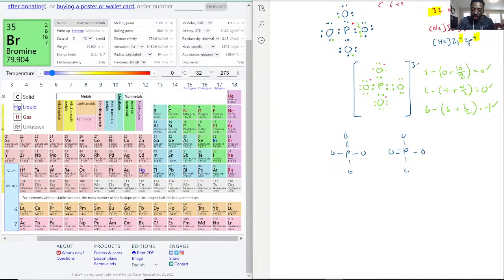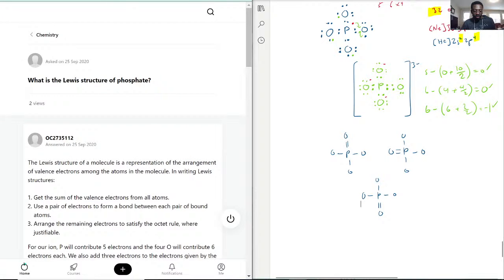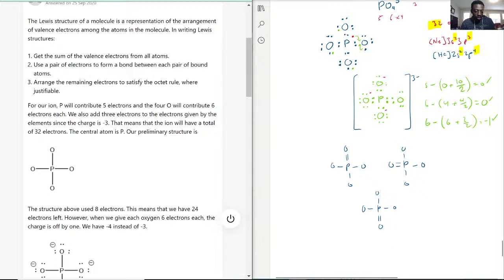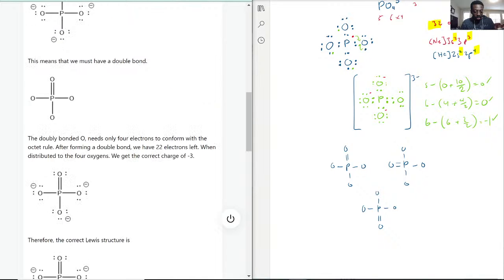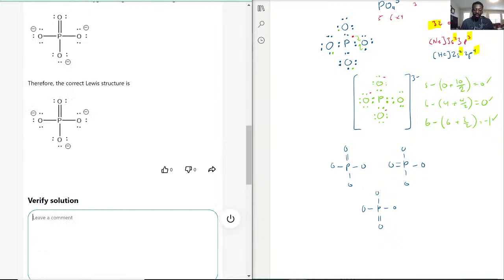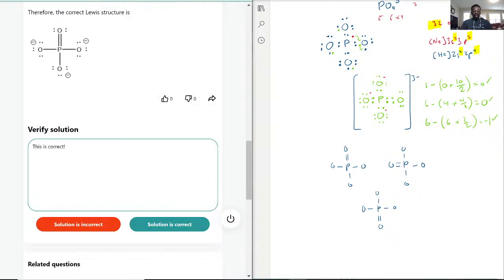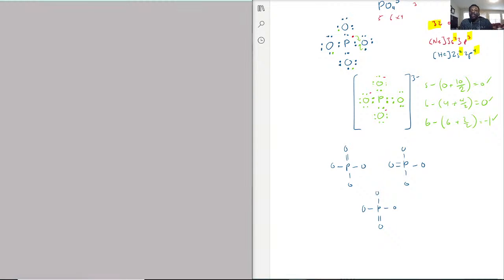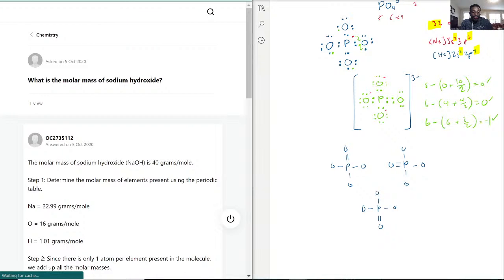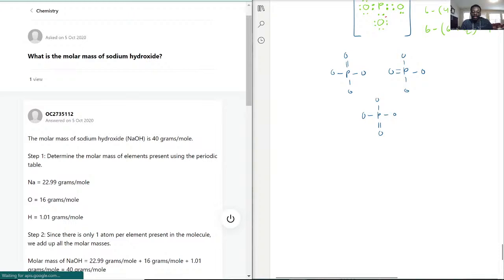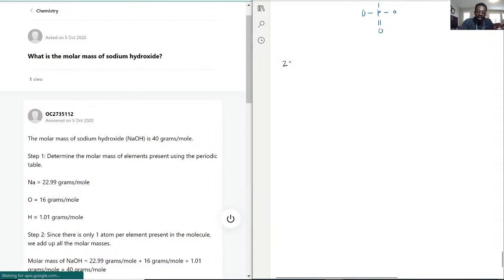So yeah, that is the answer to this question here, the Lewis structure. And yep, 1 double bond and 3 on the side, and that is correct. And as I said, there's resonance, but doing that is going to be something else. So yeah, with that, let's move on to question 23. Molar mass of sodium hydroxide.